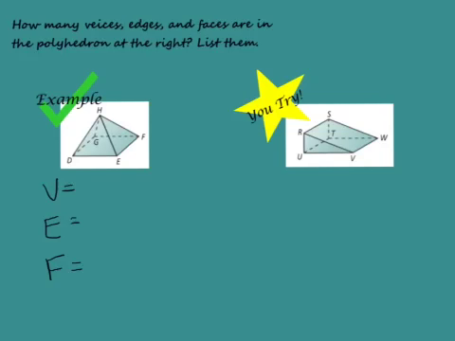I've got 1, 2, 3, 4, 5 vertices. Edges, I have the 4 at the bottom, but then I also have the 4 coming up to make the point. So that's a total of 8 edges. And my faces, I have the base, and then I have each of the 4 walls that are coming up on that pyramid. So that's a total of 5 faces. So then you go ahead and try that next example there.